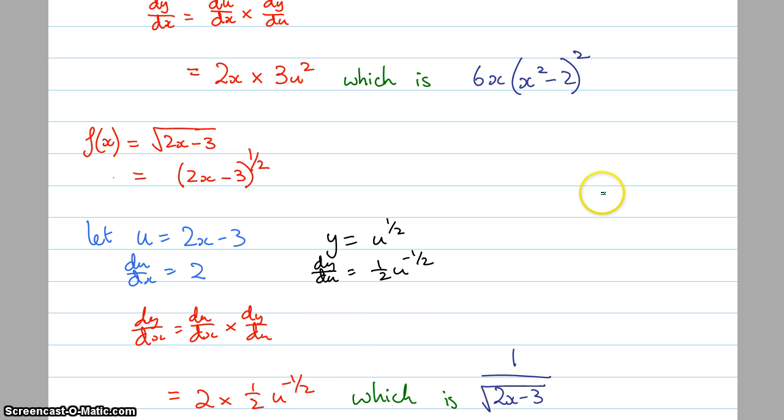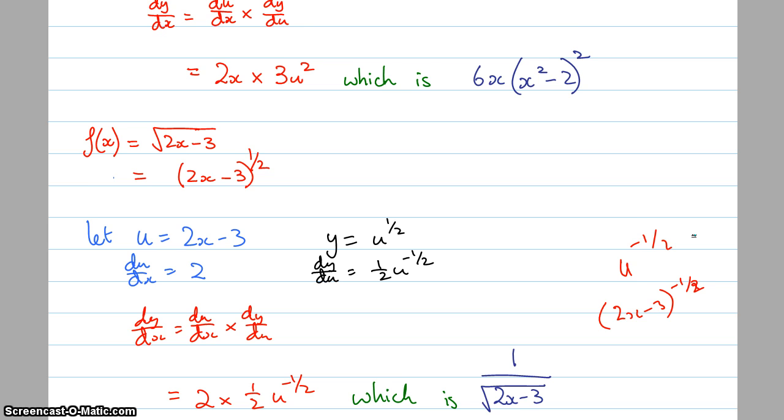So I guess it should have been u to the power of negative a half, which is 2x minus 3 to the power of negative a half. But rather than doing it negative a half, I dropped the sign down to the bottom, made it positive, and away I went.